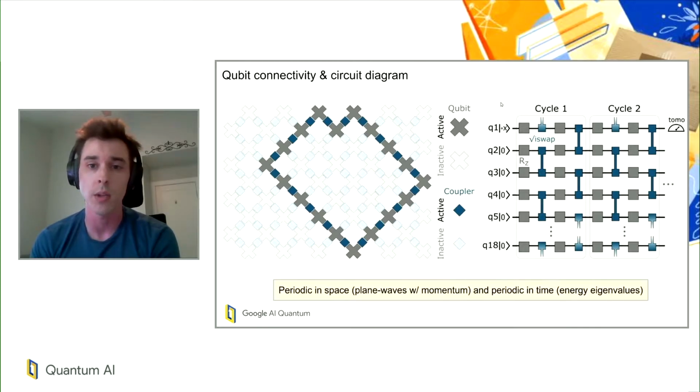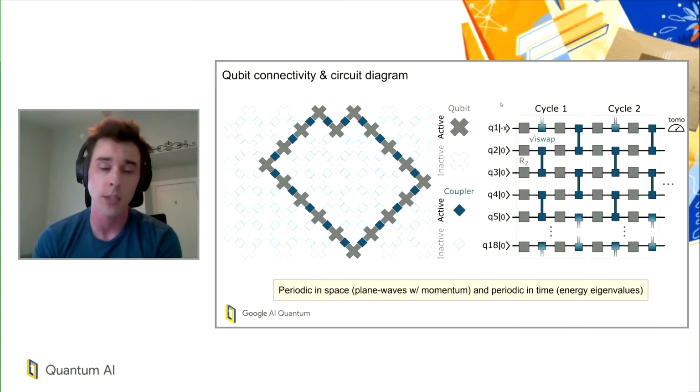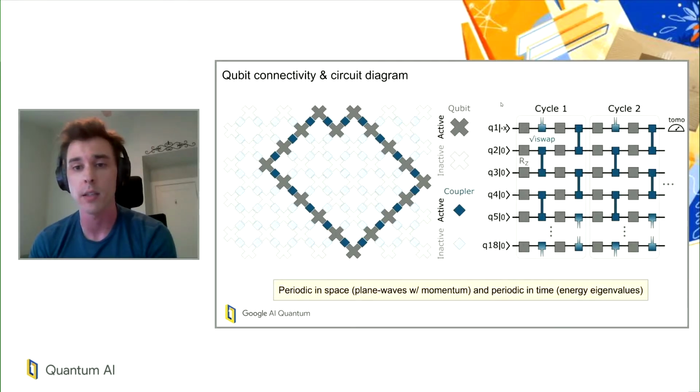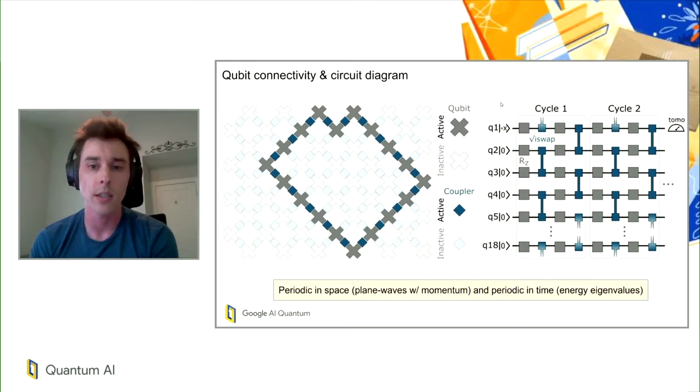So within a cycle, we're going to apply both a layer of square root of iSWAP gates to half the pairs simultaneously, and then to the other half of the pairs in the next moment. And what this does is it allows within a cycle for all of the qubits to couple to their neighbors, and after one cycle, you end up with some generic entangled state.